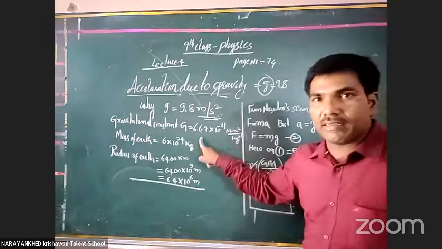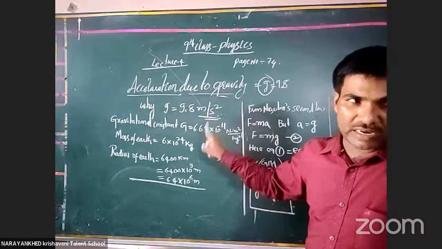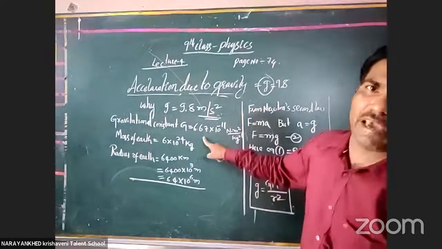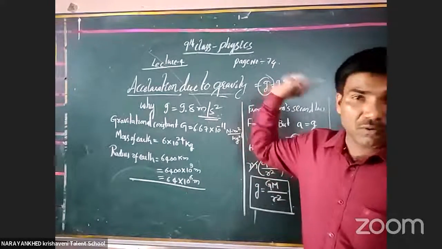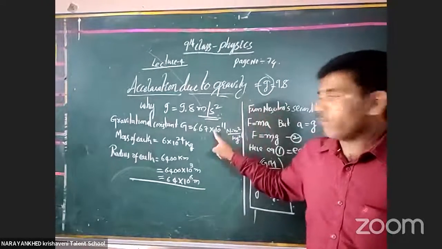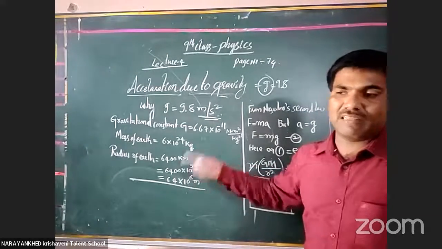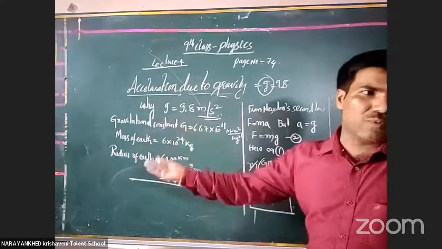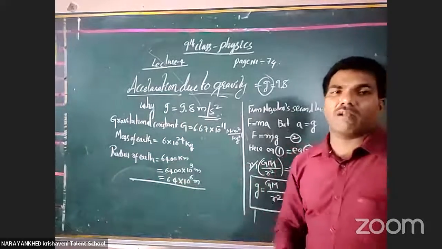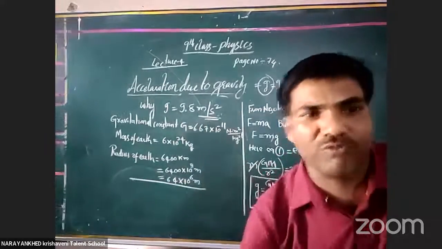For Earth, there is the gravitational constant. It is the same everywhere, wherever you go in the universe. But the mass and the radius of Earth change from body to body and planet to planet. That's why the g value also varies. Understood, all of you? Yes.